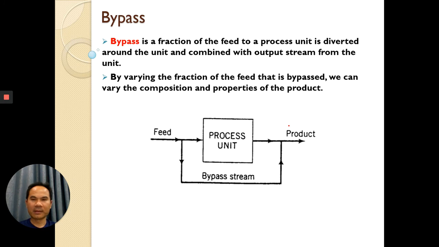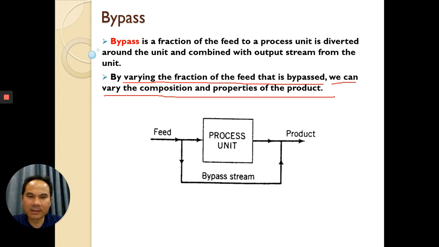And the next technique that we talk about is bypass. The bypass is a fraction of feed to the process unit, because before you feed the unit, we have some fraction as bypass to the product. Some feed is diverted into the product. We split into fractions. One fraction goes to the process and one fraction goes to the product. For this case, by the fraction of the feed that bypasses, we can vary the composition of the product. We can adjust the property of the product for that.